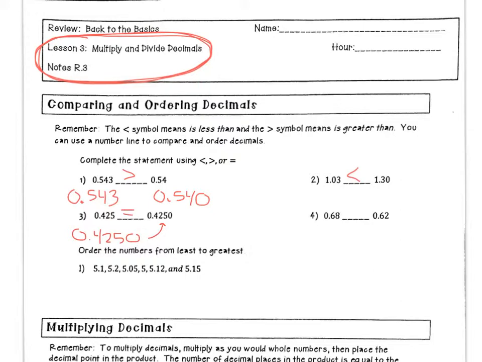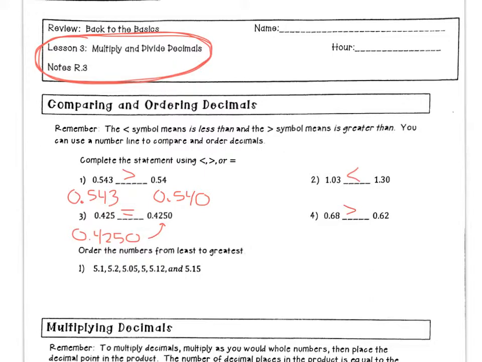All right, last one. This has 2 digits to the right of the decimal. So does this one. So we can just compare them. Right now we don't have to add in any zeros. When I compare, I kind of ignore the decimal. And so this is 68 compared to 62. And 68 is greater than.